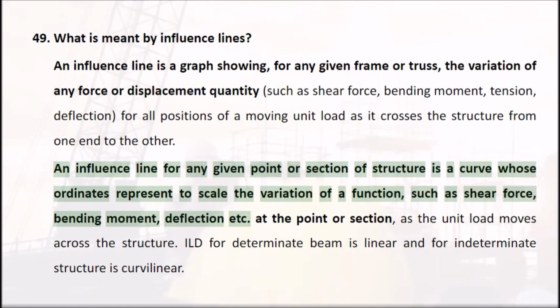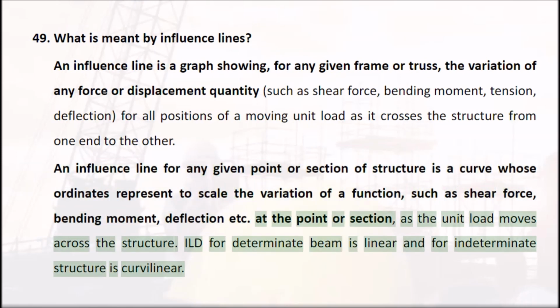An influence line for any given point or section of structure is a curve whose ordinates represent to scale the variation of a function, such as shear force, bending moment, deflection, etc., at the point or section, as the unit load moves across the structure. ILD for determinate beam is linear and for indeterminate structure is curvilinear.